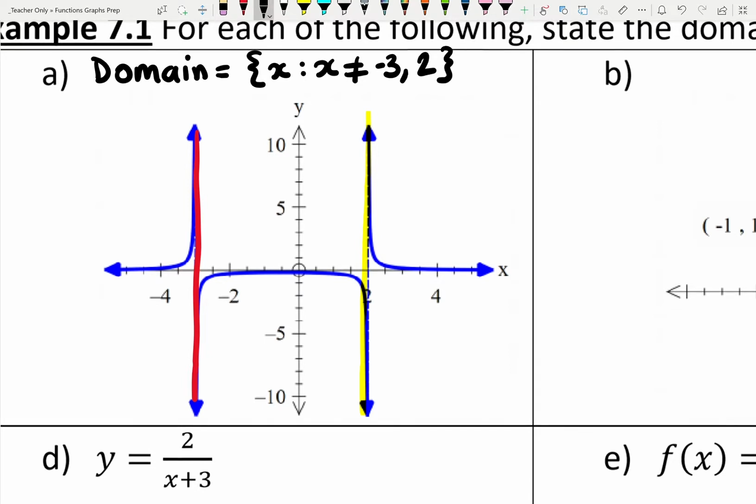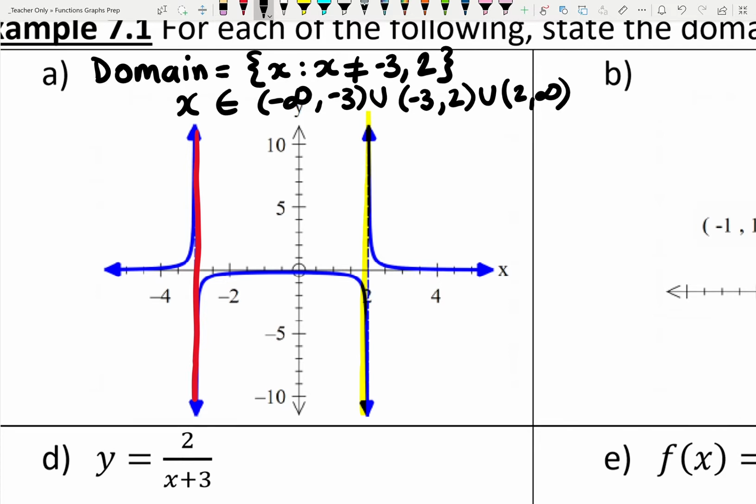If you wanted to write that using interval notation, it would be x is an element of -∞ to -3, neither of which are included, or -3 to 2, again, neither of which are included, or 2 to +∞. Again, another reason why I like set notation better, because it's a little bit clearer.